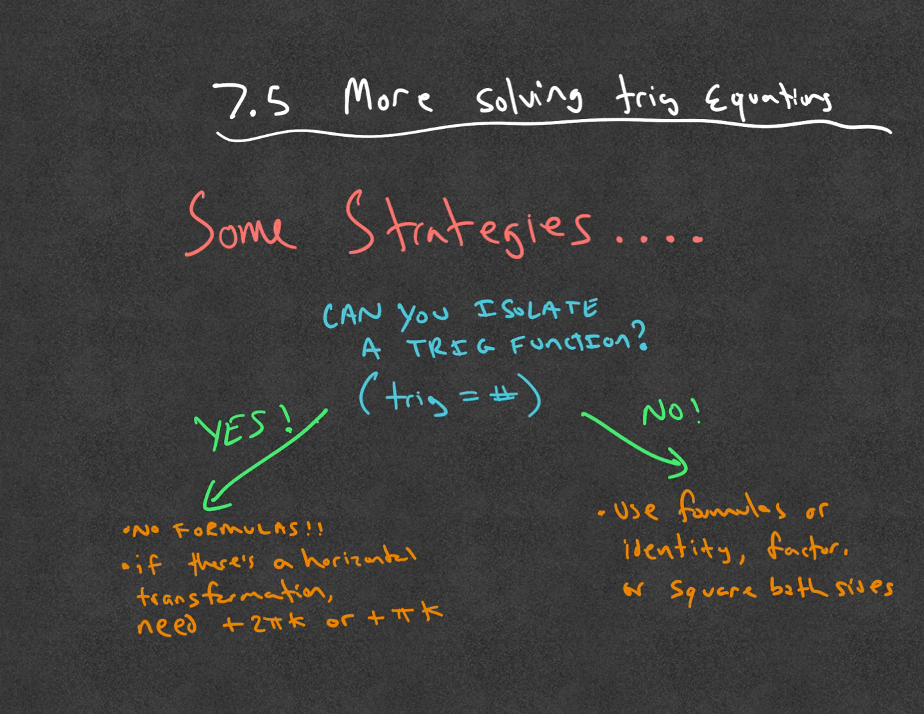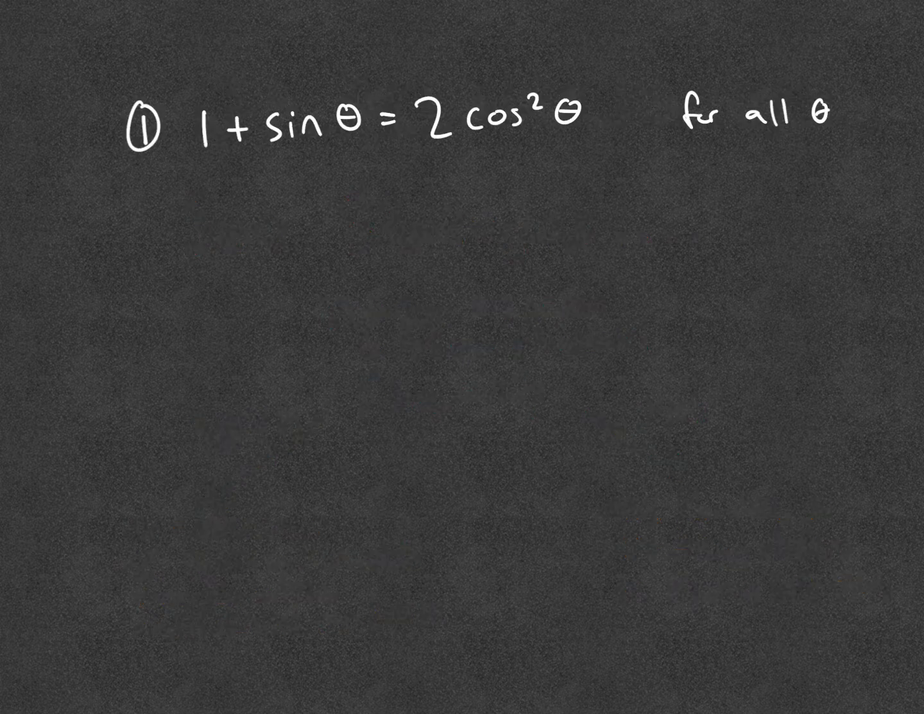If we can't isolate a trig function, then our job is to try to simplify using a formula, like a double angle formula or a sum and difference formula. Or maybe we have a trig identity, like sine squared plus cosine squared equals 1 or something related to that. You can also factor. We did a little bit of that last section also. Squaring both sides is another strategy that works. Okay, so let's try some problems here.